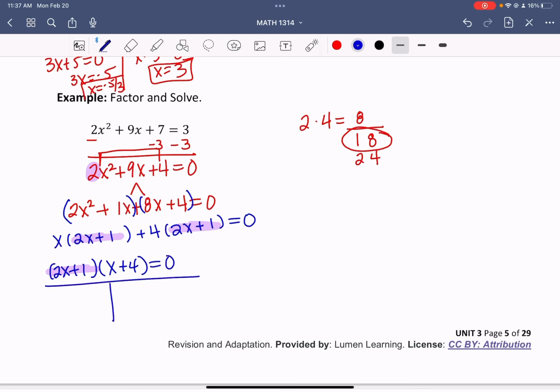And now I can set equal to 0 and solve. So 2x plus 1 equals 0. Just solving for x. X plus 4 equal to 0. So -4.